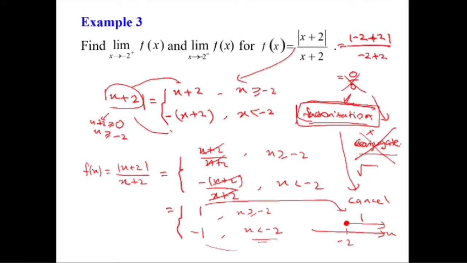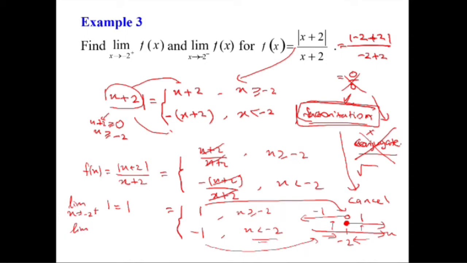And then from the left side of negative 2, it's an empty circle, and the function is negative 1. Now, what is the value of the limit as x approaches negative 2 from the right side? From the right side of negative 2, you will see that the function is positive 1. So replace the function with positive 1. Since positive 1 is just a constant, the answer is just 1.